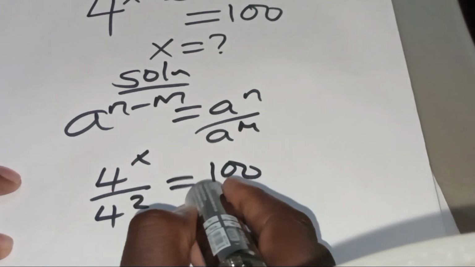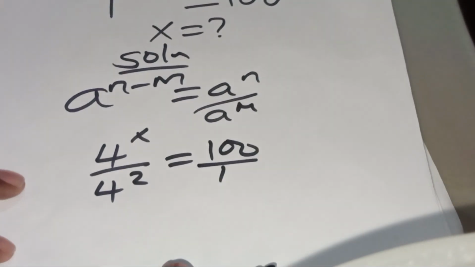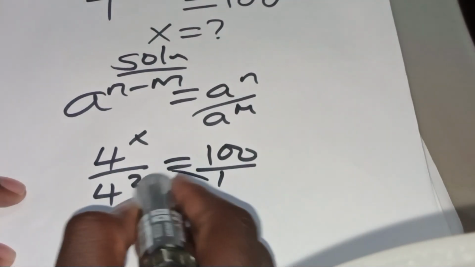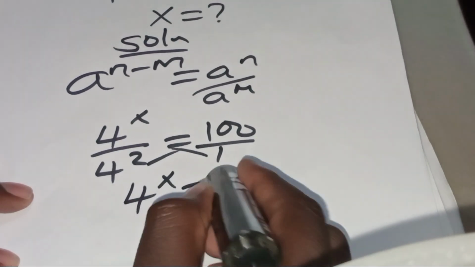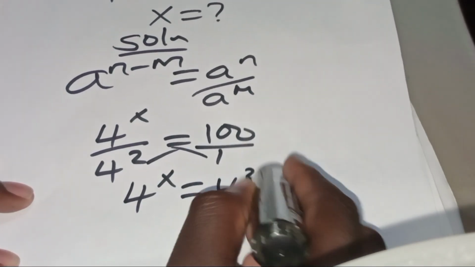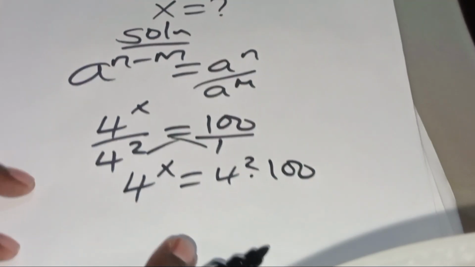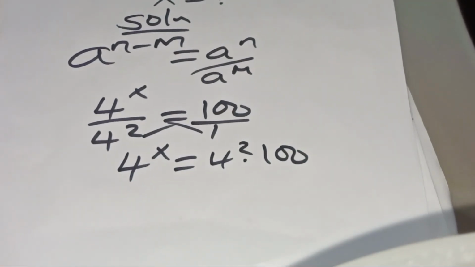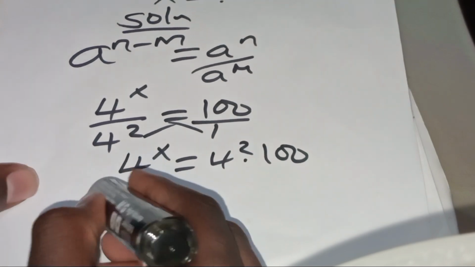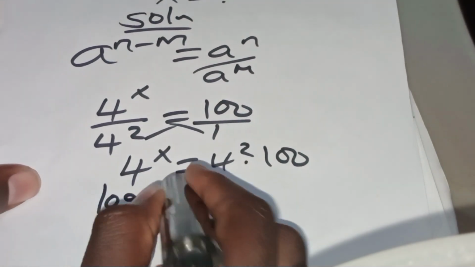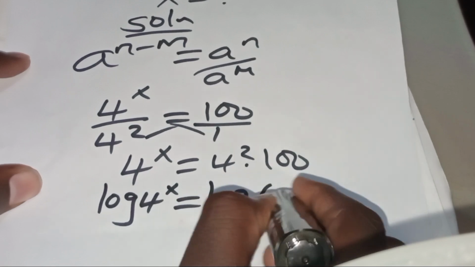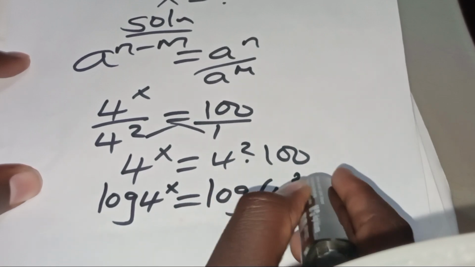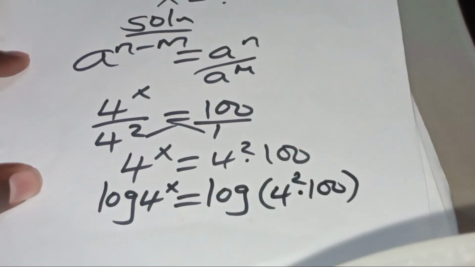Now this 100 is a whole number, so it's over 1. So let's cross multiply here. We'll have 4 to the power x equal to 4 to the power 2 multiplied by 100. To solve for the value of x, we introduce the logarithm on both sides as follows. We'll have log 4 to the power x equal to log of 4 to the power 2 multiplied by 100.